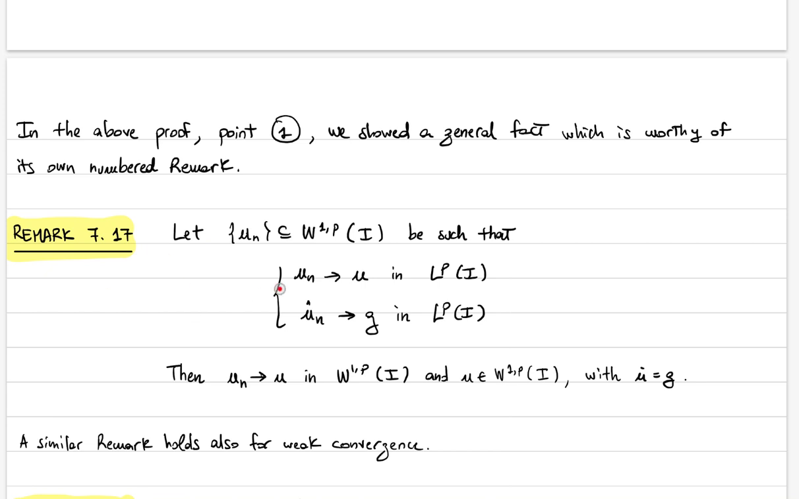So it is the following remark: if u_n is a sequence in the Sobolev space W^{1,p}, such that u_n is converging strongly to u in L^p, and the weak derivative of u_n is converging strongly to some other function g in L^p, then u_n is converging to u strongly in W^{1,p}, and this function u belongs to W^{1,p} with weak derivative given by g.